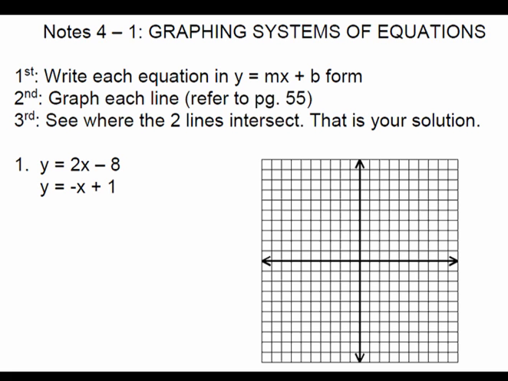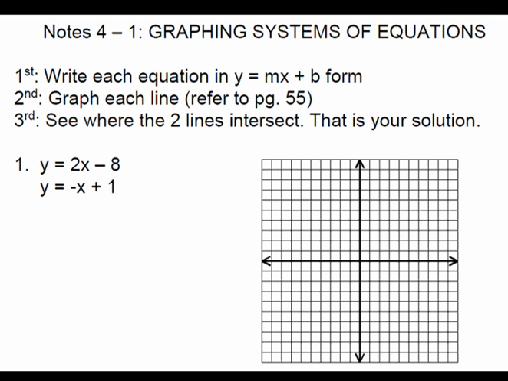Right. Unit 4, Section 1, Graphing Systems of Equations. First step, write each equation in the form y equals mx plus b, just simply because it is easier to graph lines in the form of y equals mx plus b. After we have it in that form, we're going to graph each line, and then we're going to find where our two lines intersect each other. Where they intersect, that will be our solution for our system.